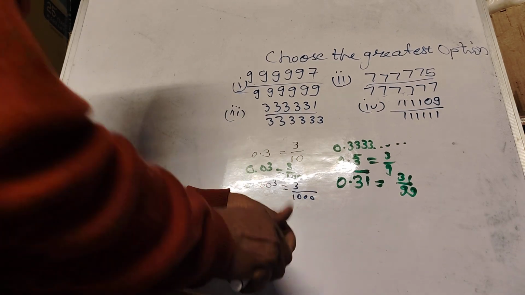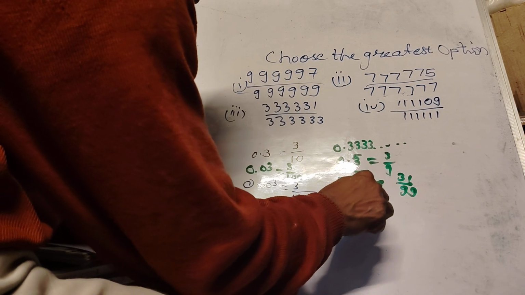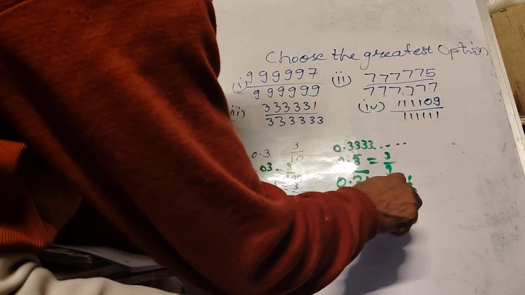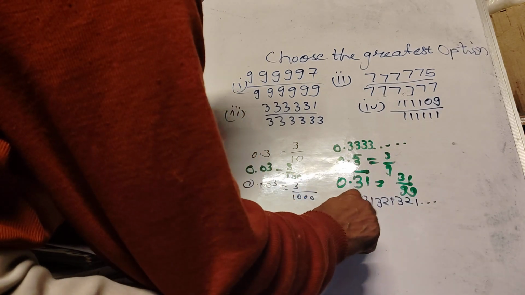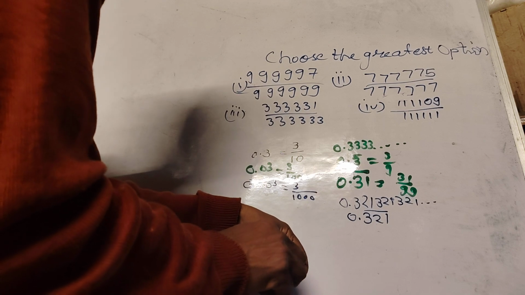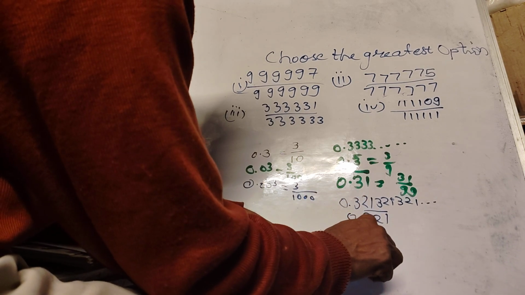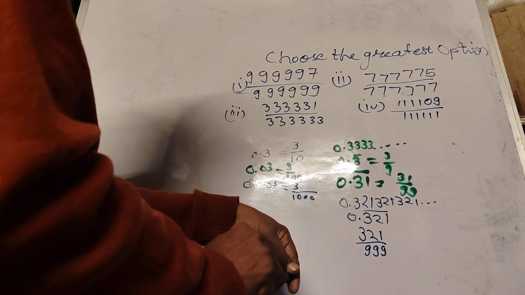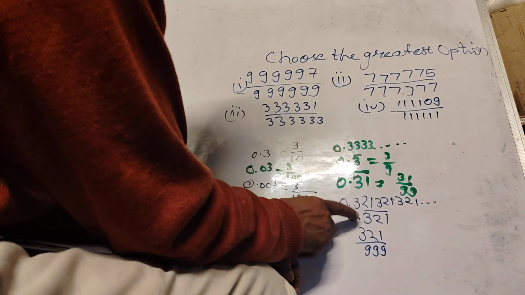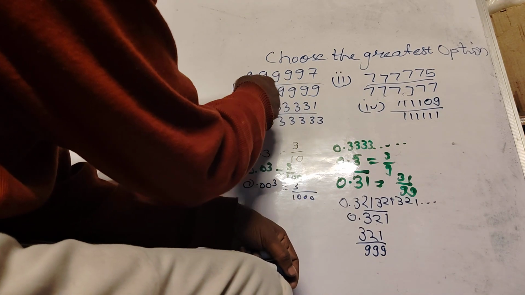If a 3-digit number is repeating again and again, suppose 321 321 321, infinite times repeating, then it is written as 0.321 bar. And when we remove the bar, we put 999 in the denominator. So here there is also a decimal, but the numbers are repeating. In that case, we write 999 in the denominator. So here is the case.